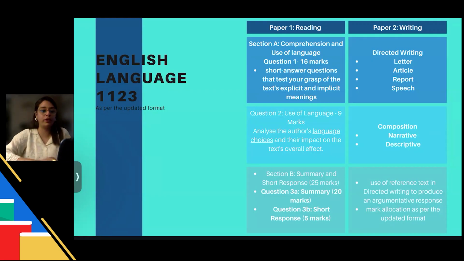All right, so this is the most scoring section of the paper. That being said, the best way to recap the skills for paper one, I believe, is through the specimen paper. So that's what we're going to go over today, the specimen paper followed by a modified paper. Do we have any questions so far, or do I move on?